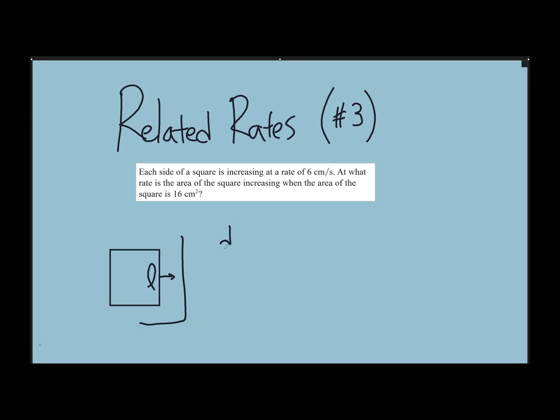So that would be dL/dt, because I used L for the length of the side of the square, is equal to 6. And they say at what rate is the area of the square increasing? So they're asking for the change in area and a change in time when the area of the square is 16 square centimeters. So they're also telling us area equals 16, which means, of course, that the length of a side would be 4. So we'll just put that in there.